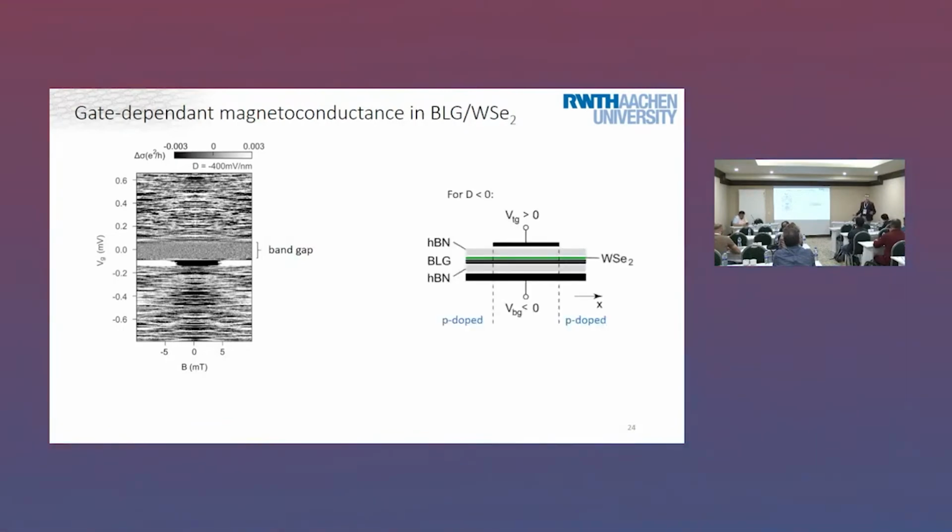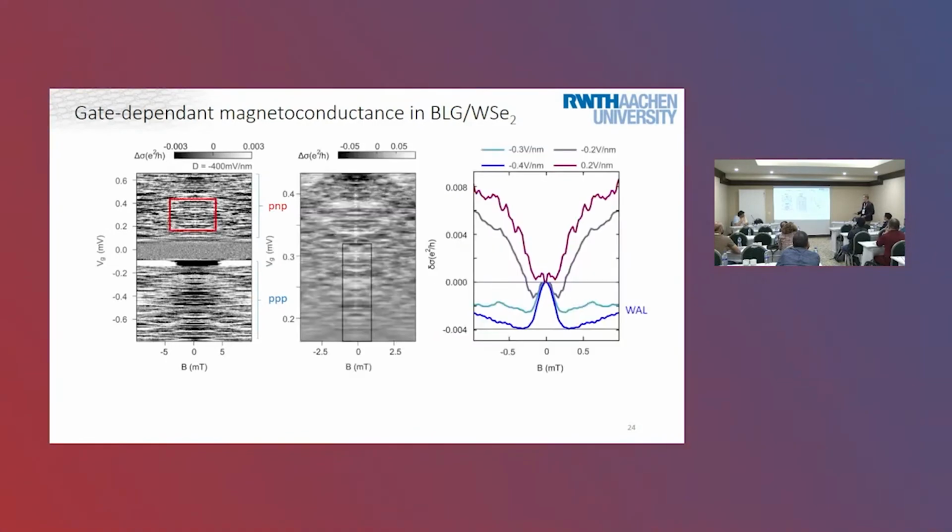The bottom gate is much broader than our top gate, so it tunes our leads. For negative displacement field, the bottom gate being also negative, our leads are p-doped. With the top gate, we can truly choose how our doping is. For negative values, we are also p-doped underneath the top gate. For positive values, we are n-doped. In this case, we get p-n junctions at the edges of our top gate, forming a cavity, and thus are able to observe weak antilocalization.